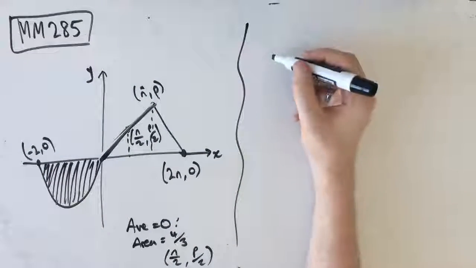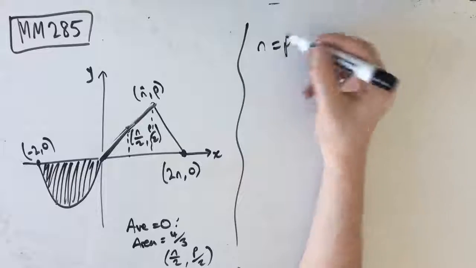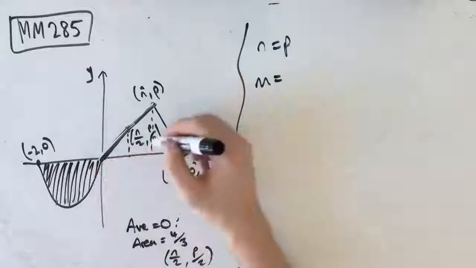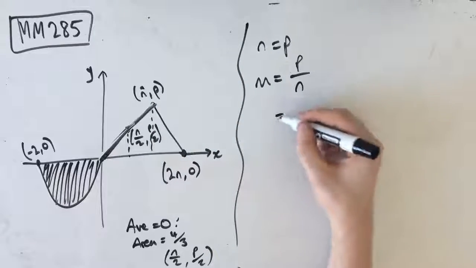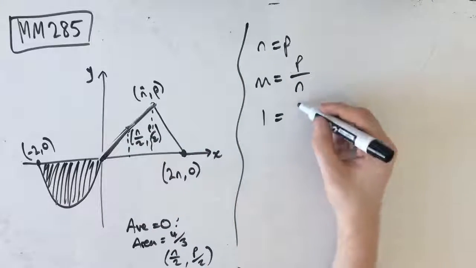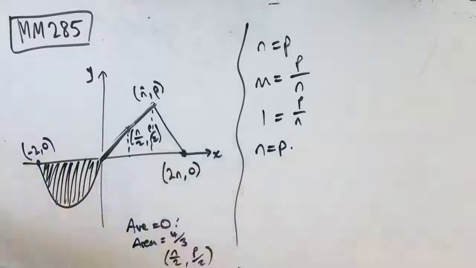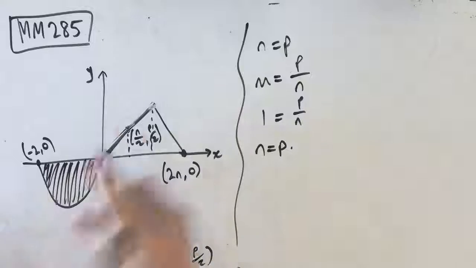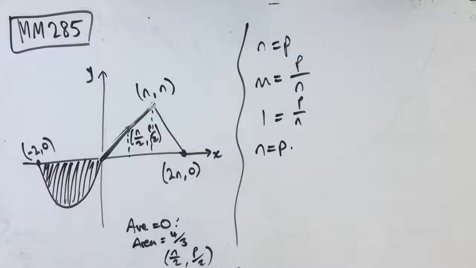So that means that if this gradient is equal to 1, then n is the same as p, right? Because our gradient is equal to rise over run, rise being p, run being n, and if our gradient is equal to 1, 1 equals p over n, which means n equals p, right? Which means we can actually say that this coordinate is (n, n), okay? Because the gradient is 1.